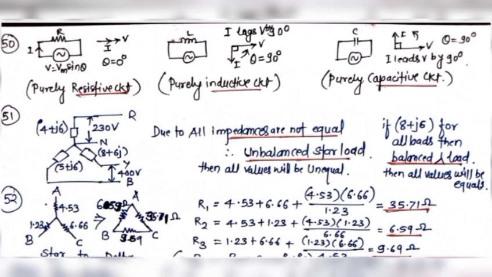Since all impedances are not equal, it is an unbalanced star load, and all values will be unequal. If it is 8 plus j6 for all loads, then it is a balanced star load, and all values will be equal. This is for balanced, and this diagram shows the unbalanced star load.